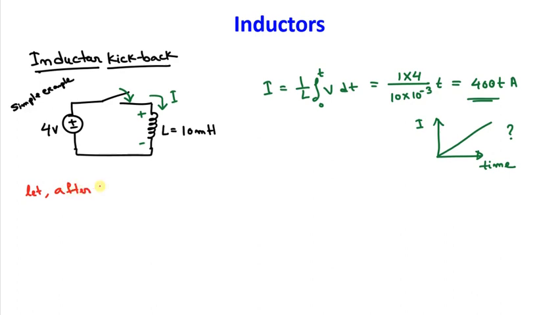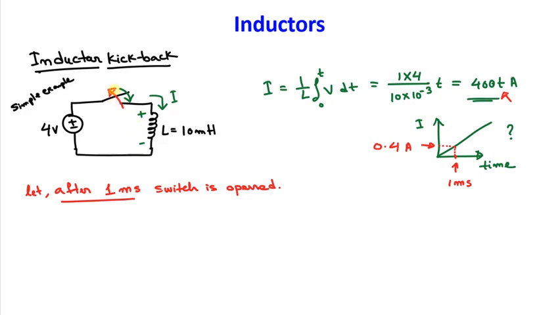Let us now consider that after 1 millisecond, we have opened the switch, right? Then we should know what the current was before opening the switch, which you can easily find from here. So time is 1 millisecond. You know I equals 400 t, right? If you put the time here, you will get the current value as 0.4 amps. So 0.4 amps was the current flowing before the switch was opened.